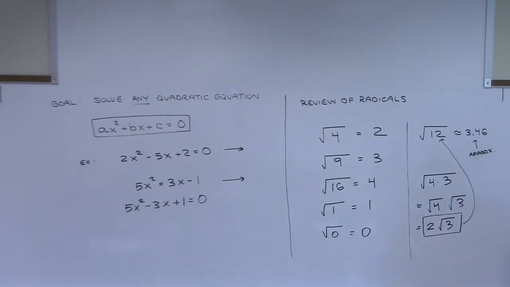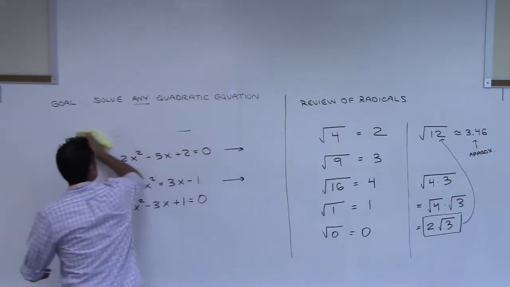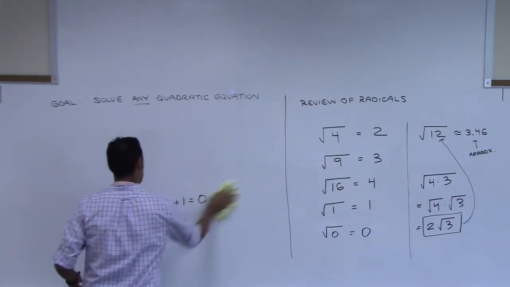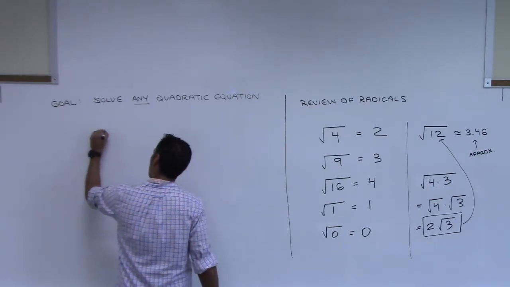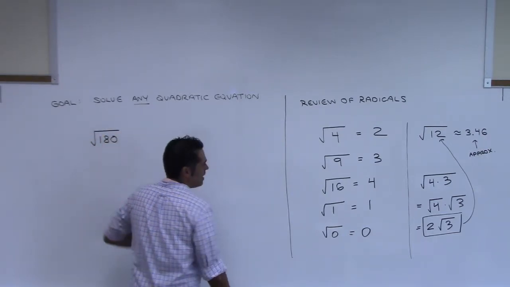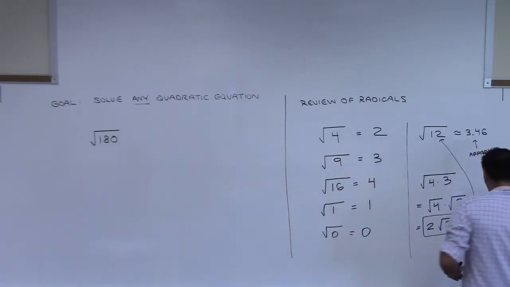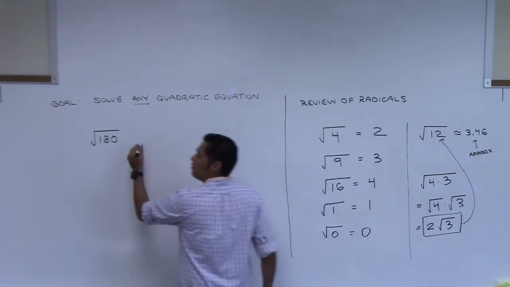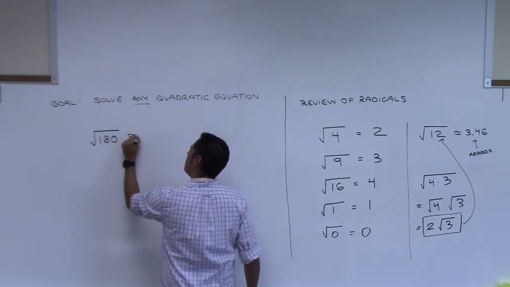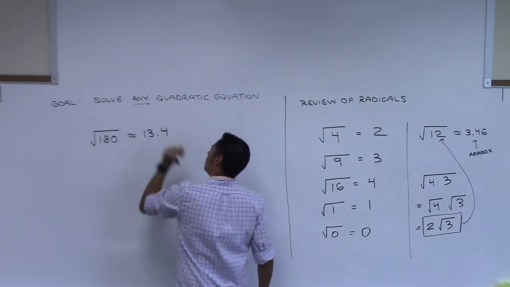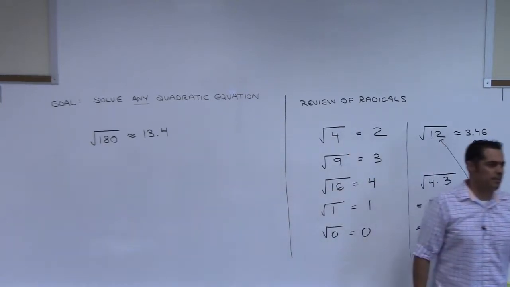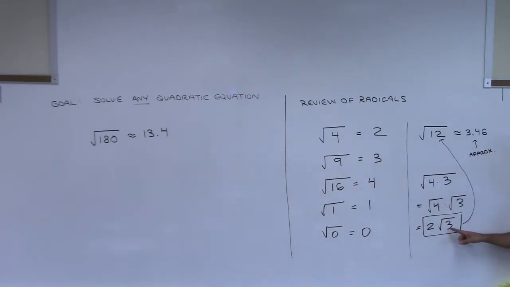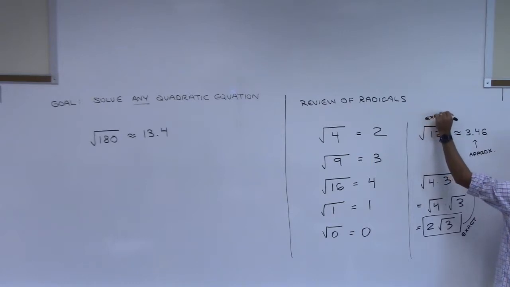Let's do one more of those, just to make sure. What would be the square root of 180? Let's see if we can, first of all, let's find the approximate answer. What is it? 13.4? Okay, good enough. 13.4, good enough. All right, that's our approximate answer. By the way, I didn't tell you, this is called the exact answer. I should probably put that here. That's the exact. But say this is also the exact answer. They're the same thing.